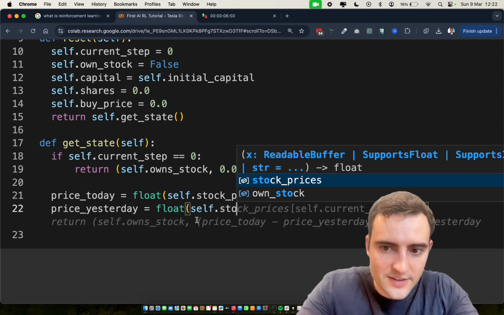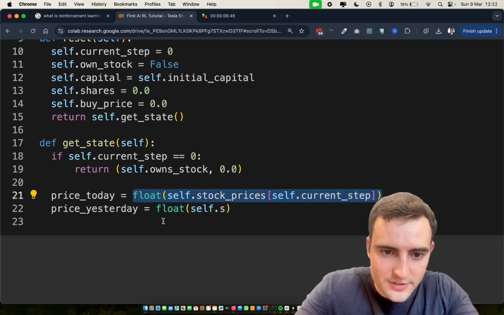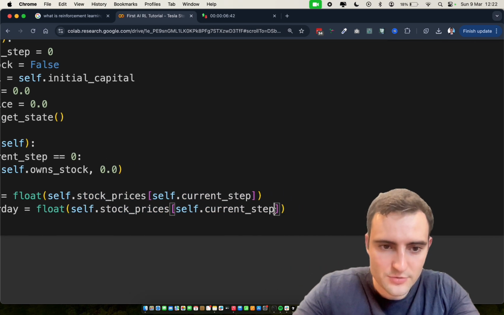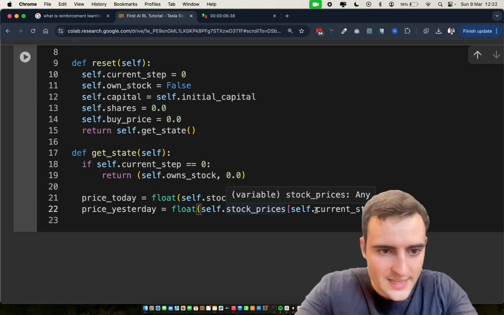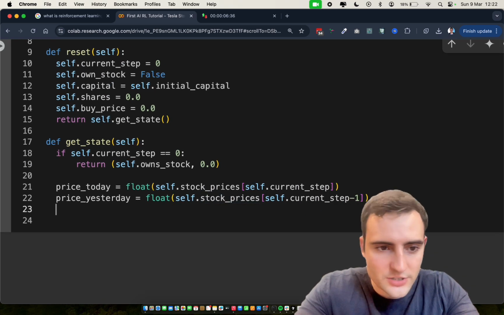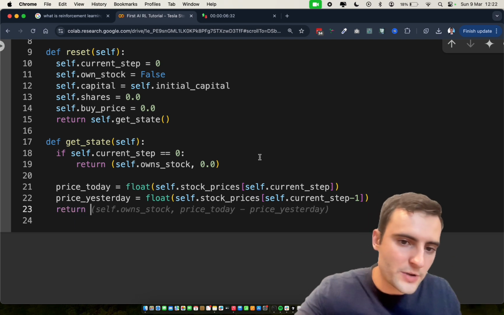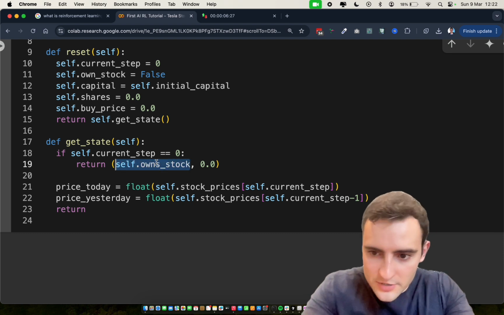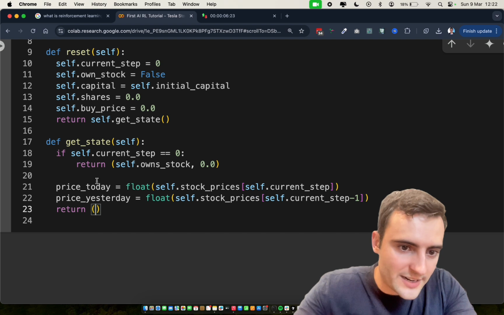We can probably even copy paste this whole line, but instead of the current step, we do current step minus 1. And that's how you get the day before, right? It's the same day, but minus 1. And the last thing is we're going to return the state, right? So at the very beginning, we said we own the stock, yes or no, and then this is the price. And what we're going to return here is the same thing. Basically, do we own the stock right now or not?